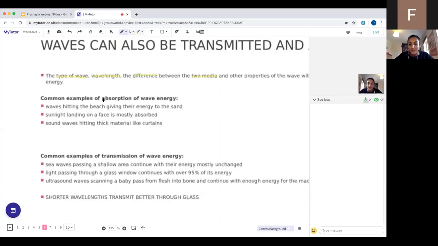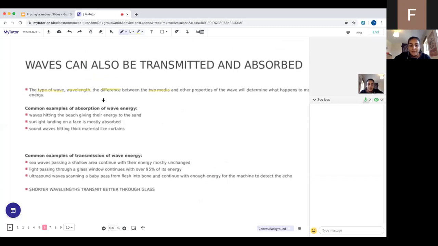And the same thing with sunlight landing on a face. So when you feel the sun hit your face, it's going to be absorbed by your skin and warm it up. So that's another example of absorption. It doesn't get transmitted, otherwise that would be very dangerous. And it obviously doesn't get reflected because our faces are not reflective surfaces. Okay, and then another one is sound waves hitting a thick material like curtains. So curtains are just one example of a material that might absorb the sound waves. So they get completely absorbed and the sound gets muffled.